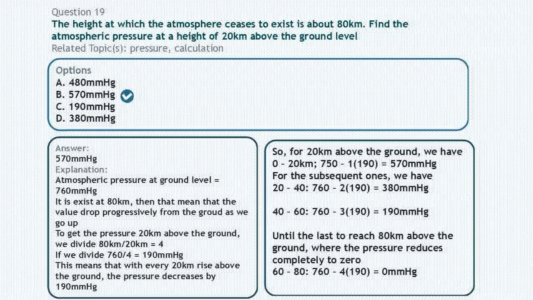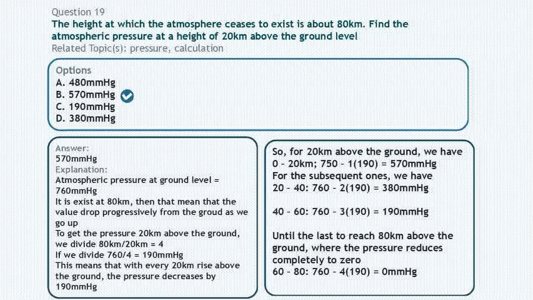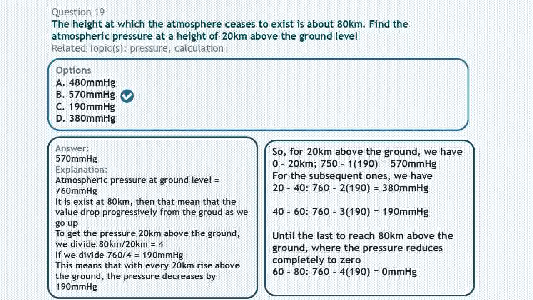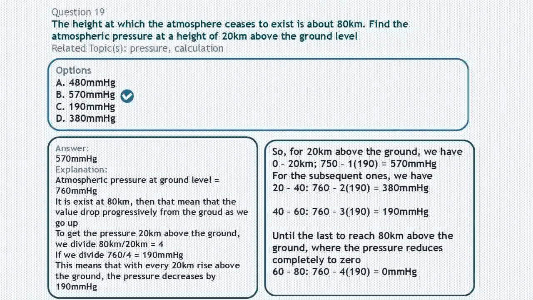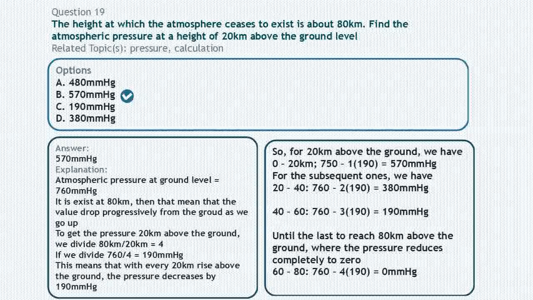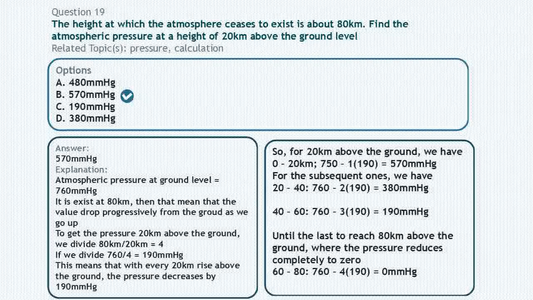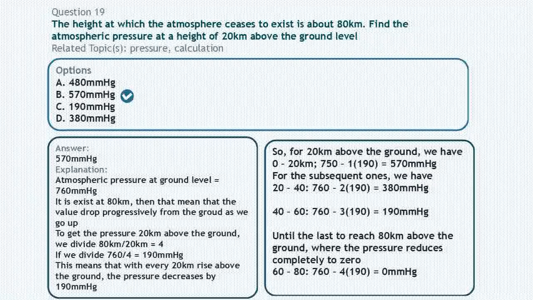So from the top, from that 80 km where it ceases to exist, if you go down 20 km, it will be 190. Down another 20 km, another 190, that's 380. Down again is another 190, that will be 570. Then to the ground level, it will now be 760.